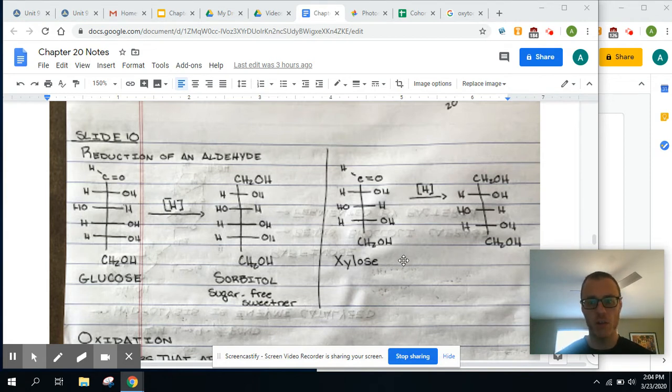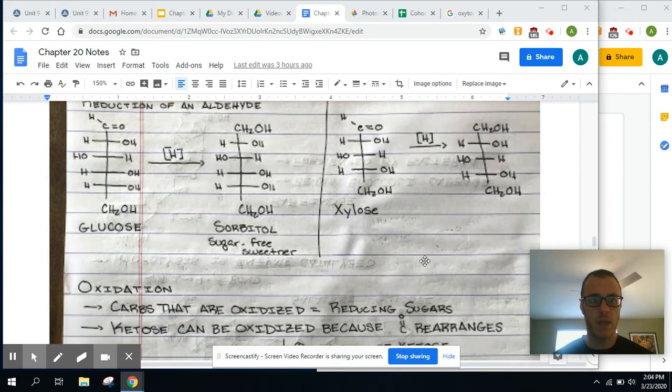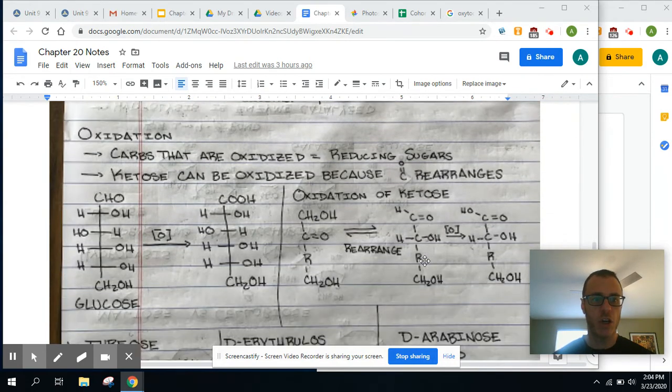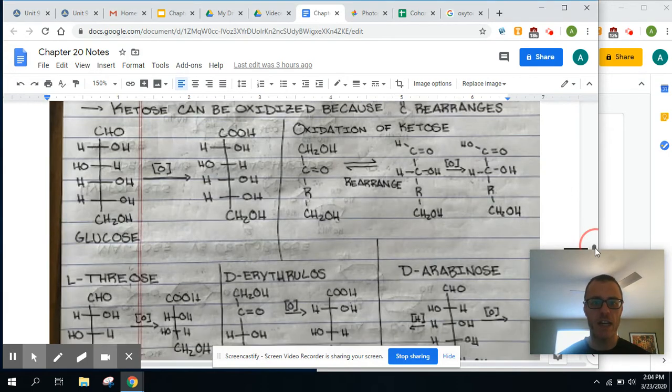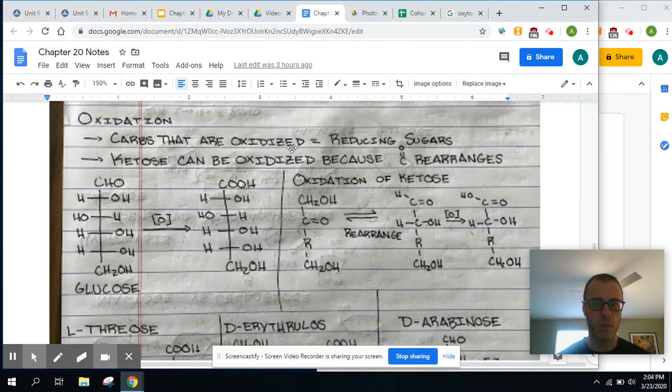Here, if we have xylose, this shouldn't be a big deal. Again, in an aldose, we reduce it and we get a primary alcohol. And that's it. Now, oxidation: carbs that are oxidized are considered reducing sugars. I didn't come up with the name. Ketones can be oxidized because the carbonyl group rearranges. If you remember, we cannot oxidize a ketone.